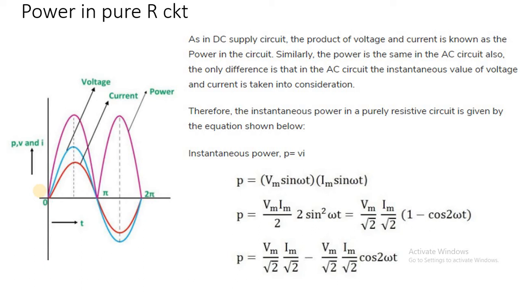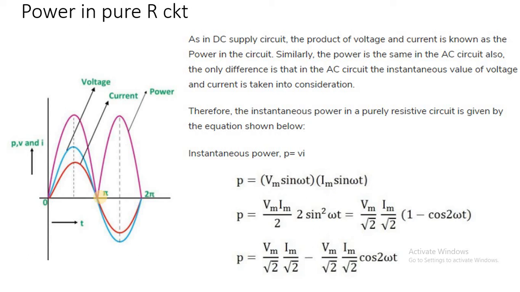Now why am I explaining this concept? Because the second term is going to complete its full cycle between 0 and pi. It means its positive half cycle will have the period 0 to pi by 2, and its negative half cycle will have the period from pi by 2 to pi.